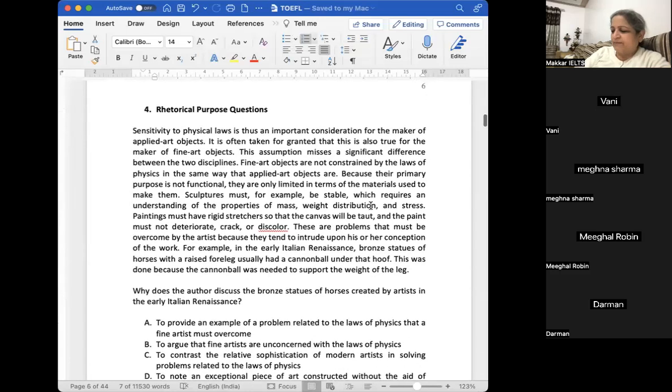That is a rhetoric purpose question. Rhetoric is the art of writing or speaking effectively. What is the meaning of rhetoric? The art of writing or speaking effectively. In factual information, you are asked what info the author has presented, but in rhetoric, you are asked why the author has presented that info.